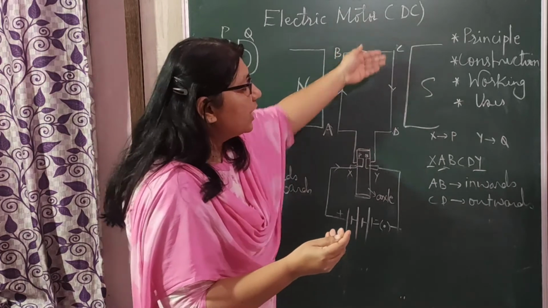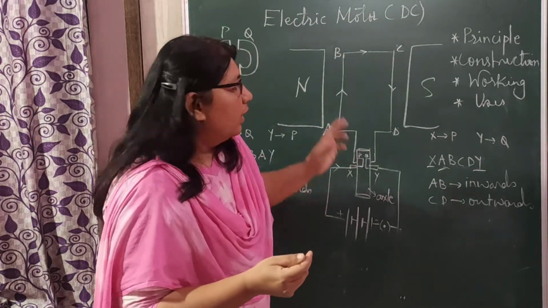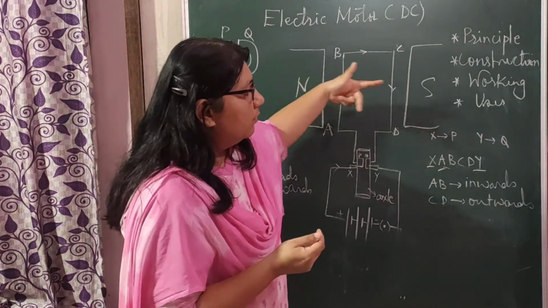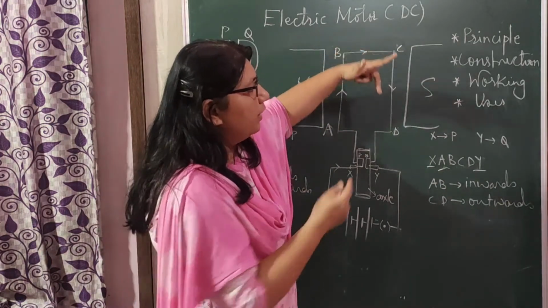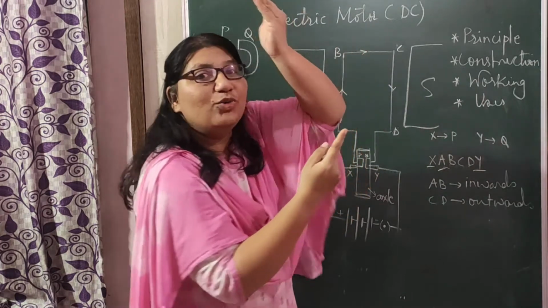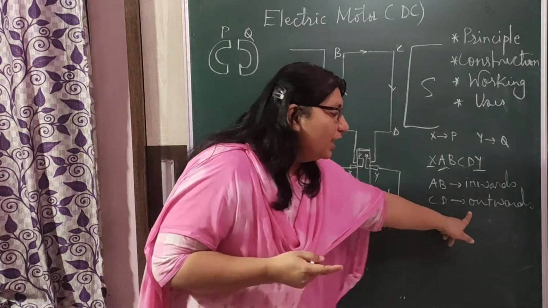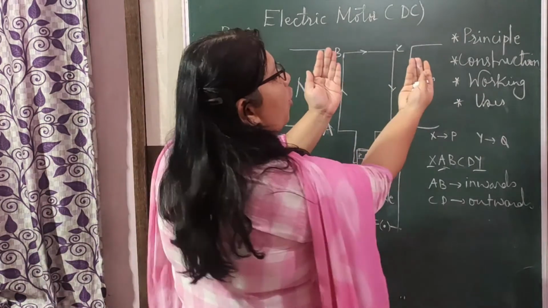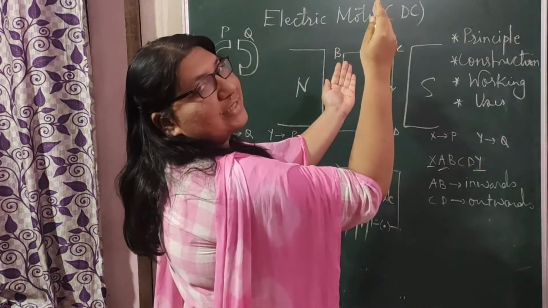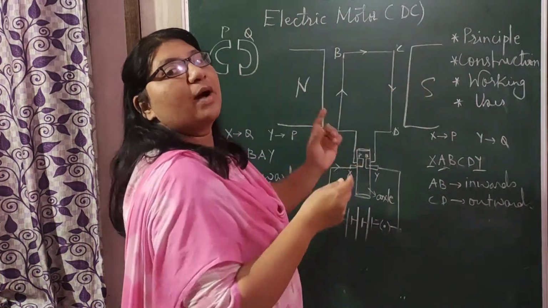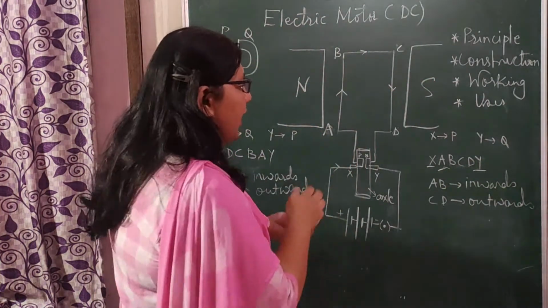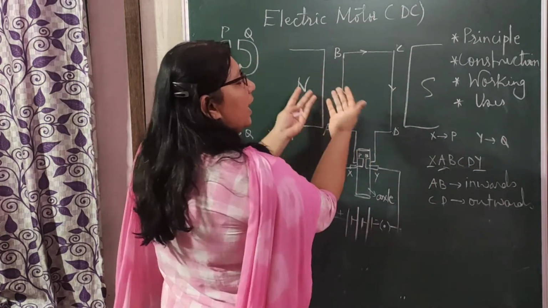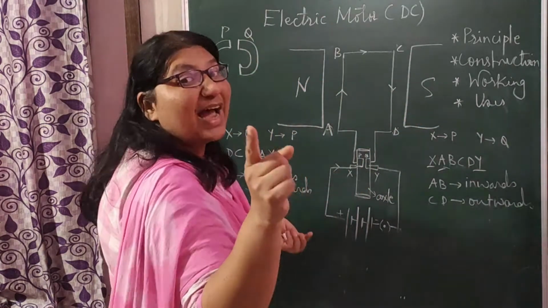What will happen to this section CD then? Again apply Fleming's left hand rule. Magnetic field, current, force, outwards. So on CD, the force would be outwards. That means the coil will move like this, and ultimately it will complete one rotation, and this portion of the coil will come this side and AB will go that side.